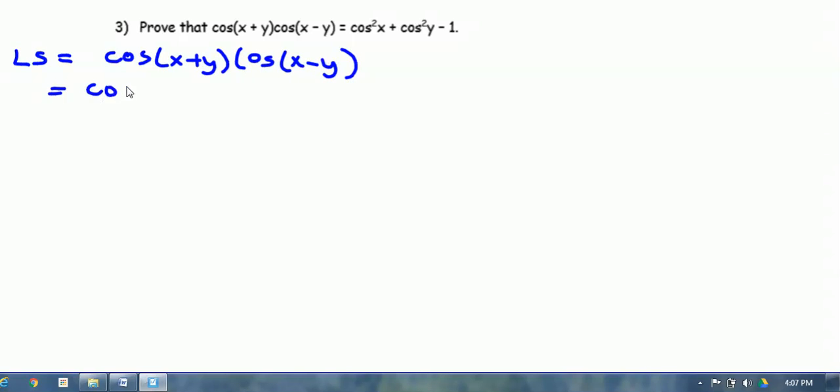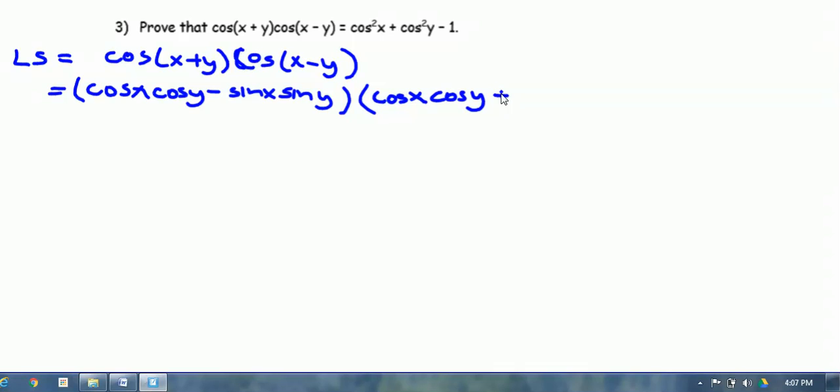We know for the cos of 2 angles that are being added, it's the cos of the first times the cos of the second minus the sine of the first times the sine of the second. So that's the first thing. Now these things are being multiplied together, right? Oopsie, that's not a bracket. They're just side by side. So I'm going to, again, put this one in a bracket, and we're going to say the cos of x times the cos of y plus the sine of x sine y.